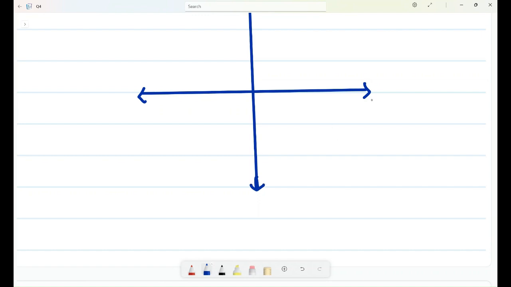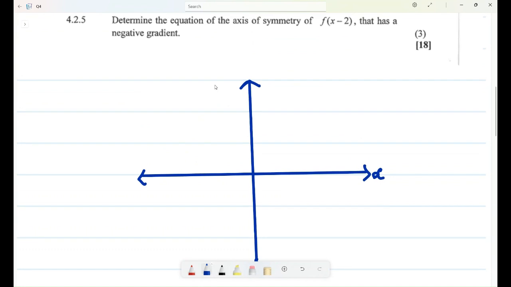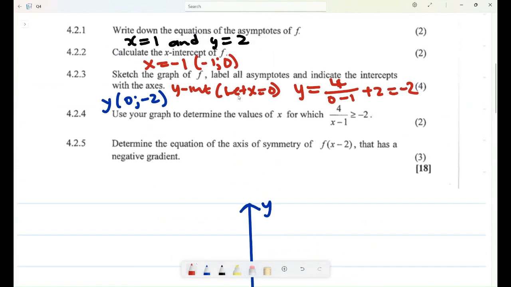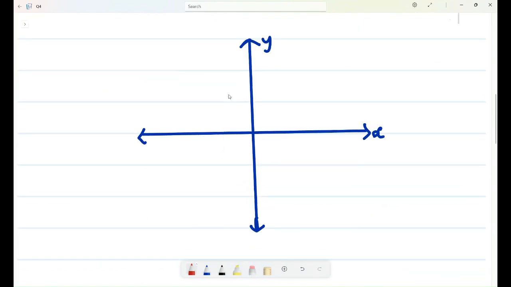Now let's label this as our x and label this as our y. First things first, let's draw our asymptotes. Where are our asymptotes? X is equal to 1 and y is equal to 2. You can place it here, but what's important is you telling the examiner that this is y equal to 2. Or you can just put it here. I prefer it here. Alright, as well as x equal to 1, somewhere here.